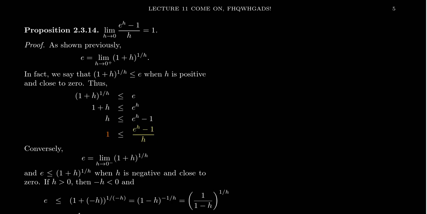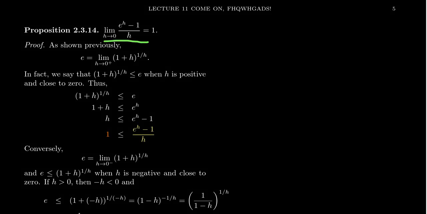In this video, we are going to prove that the limit as h approaches 0 of (e^h - 1)/h is equal to 1. We're going to see that this is a very important difference quotient necessary to compute the derivative of e^x in the future.